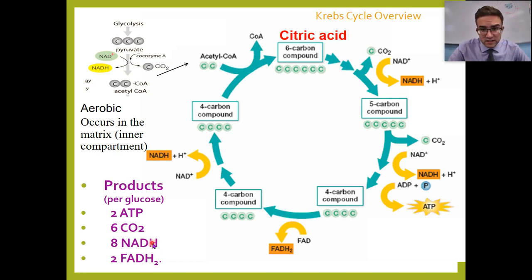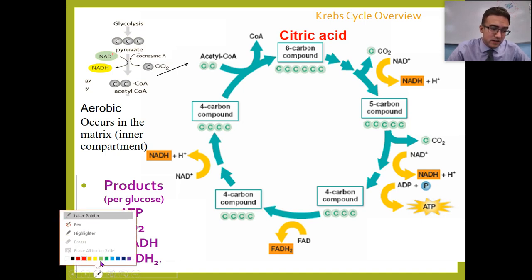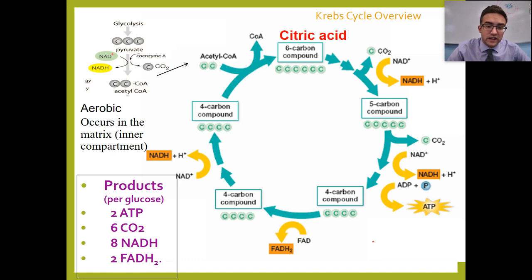Now, we discussed yesterday how NAD is an electron carrier. It's going to carry electrons, right? So we have to bank electrons so we can use them during the electron transport chain. FAD is going to do the same thing. FAD plays the same role as NAD. So FAD and NAD are different molecules doing the same purpose. Per glucose molecule, from the Krebs cycle we get 2 ATP, 6 carbon dioxides, 8 NADs, and 2 FADs.